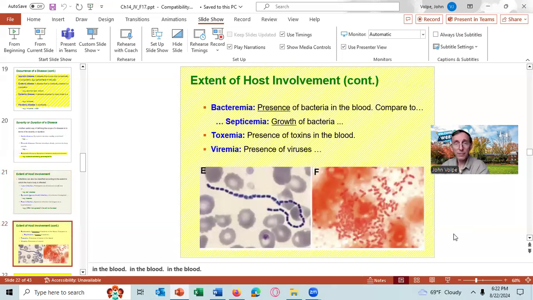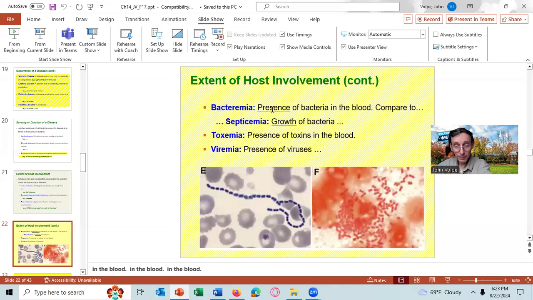Some more terms. Bacteremia is the presence of bacteria in the blood. You should compare that to septicemia. This is the growth of bacteria in the blood. The only difference is one is growing, the other, as far as we know, is only present. We suspect it's probably growing, but most clinicians, when they get a microbiological test ordered and returned to them, would only say bacteremia because most of the tests do not look to see if the bacteria is actually growing in the blood. They'll just see it in the blood and call it bacteremia.